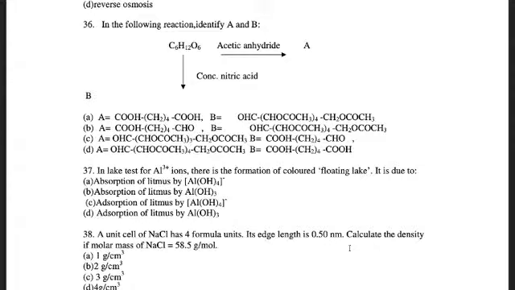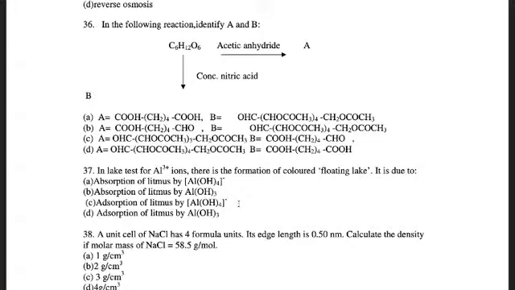Question number 37. In the lake test for Al3+ ions, there is a formation of a colored floating lake. It is due to: A. Absorption of litmus by [Al(OH)4]-. B. Absorption of litmus by Al(OH)3. C. Absorption of litmus by [Al(OH)4]-. D. Absorption of litmus by Al(OH)3. Correct. The answer is option D.